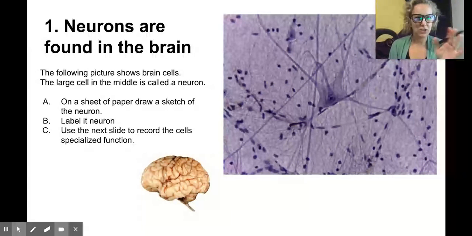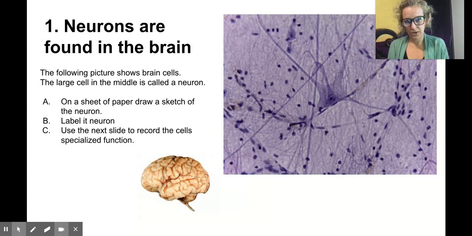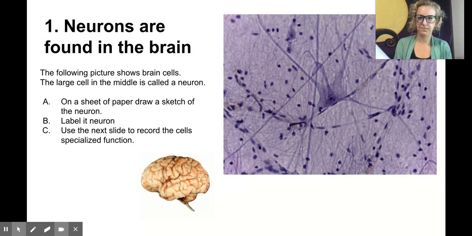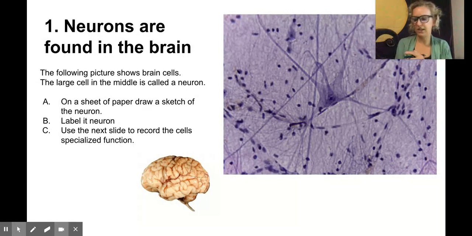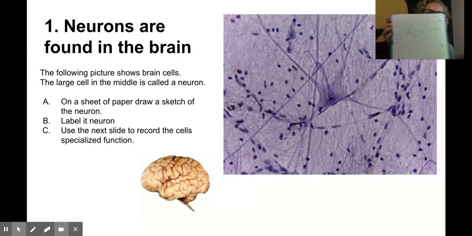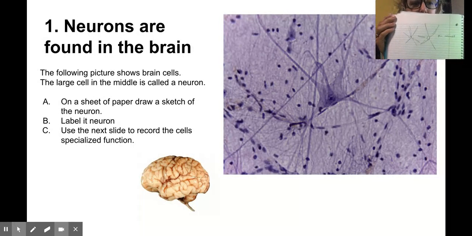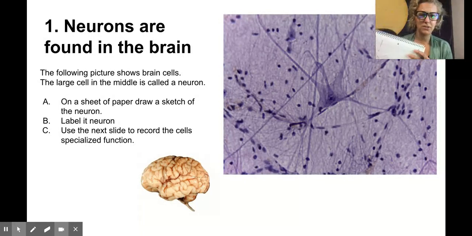I'm going to do that now so you can see what we're doing. I've got a nucleus here, and then I've got these long legs coming out, and there's a couple of them. It kind of looks like a spider web. So this is an example of what I've drawn here. Now I'm going to label it neuron. This might be an example of what you've got in your notes. Just really simple, just keeping it up there at the top of your page.